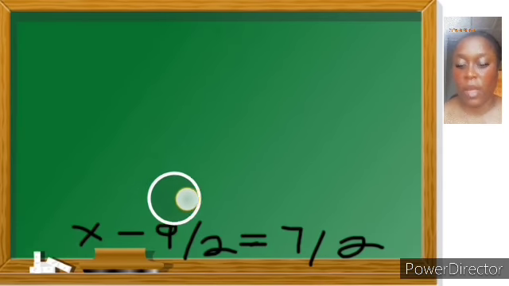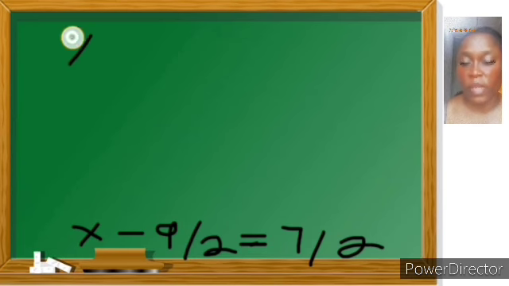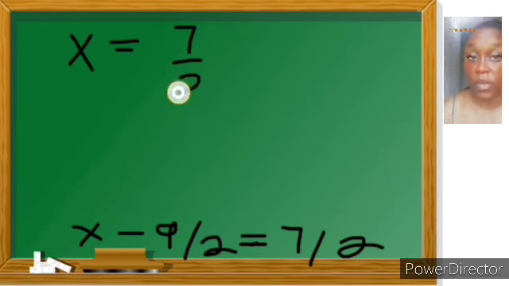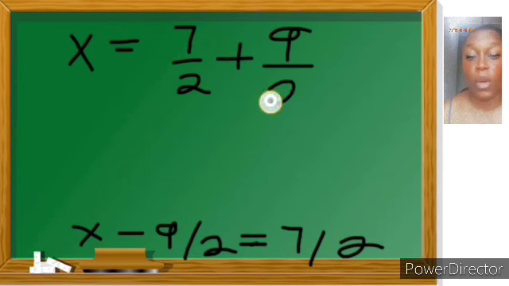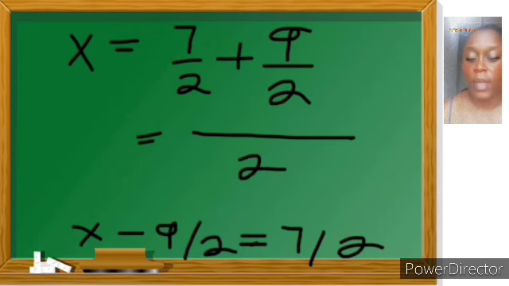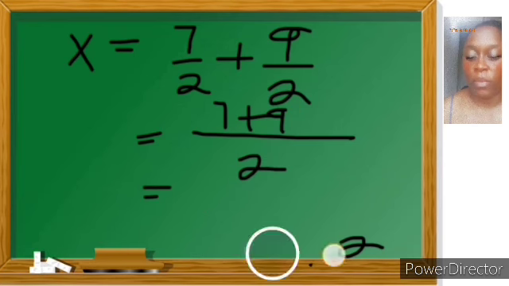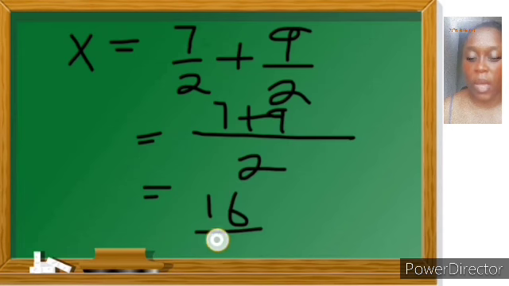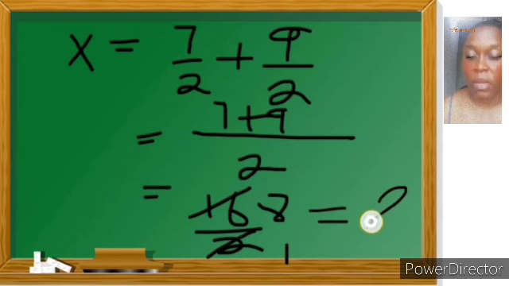x minus 9 over 2 equal to 7 over 2. We're going to move minus 9 over 2 to the other side, which will give us 7 over 2 plus 9 over 2. And then when we add up these fractions, our final answer will be 16 over 2. Now 16 over 2 is 8. Therefore, the value of x using the completing the square method will give us 8.